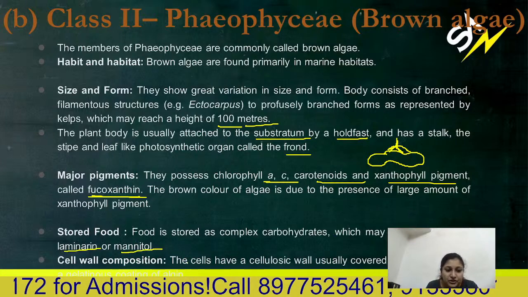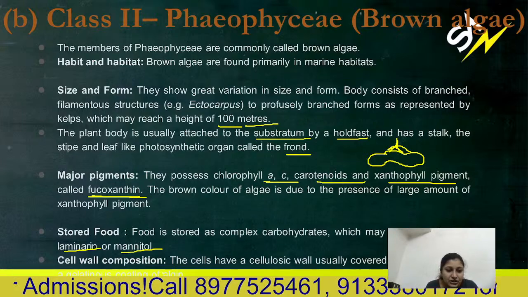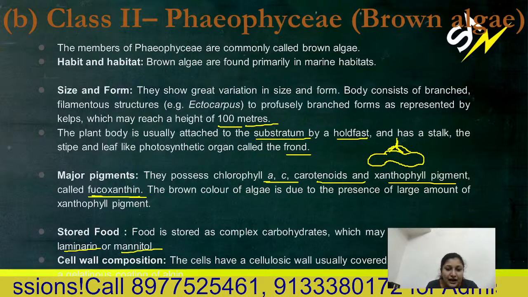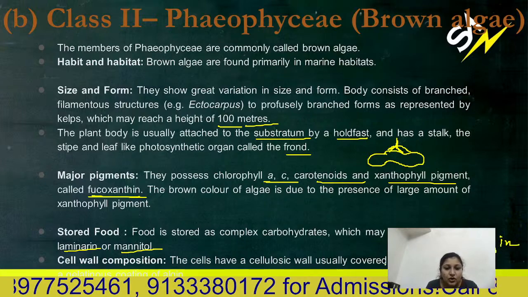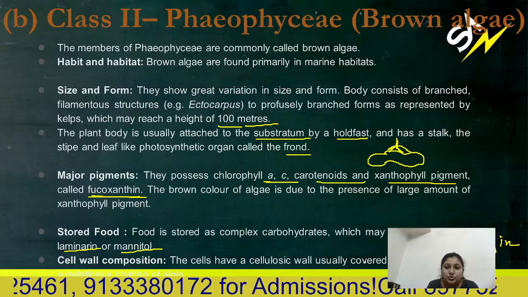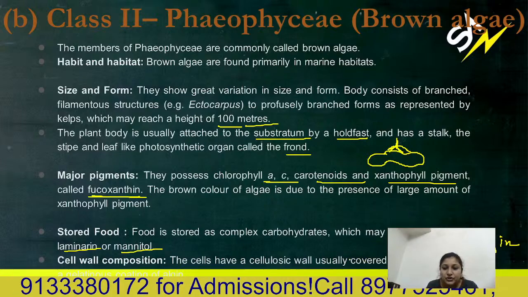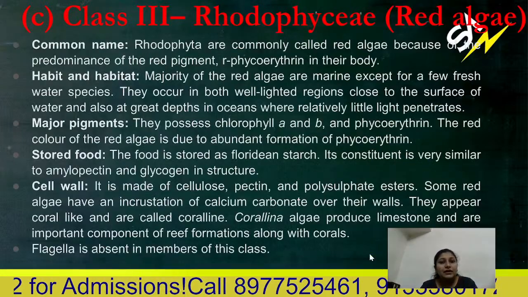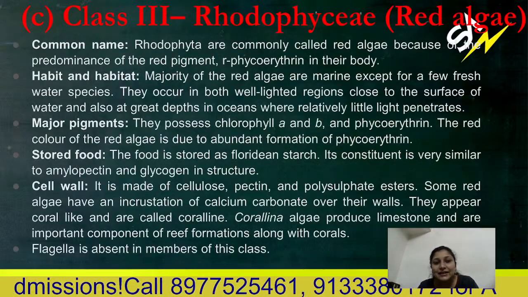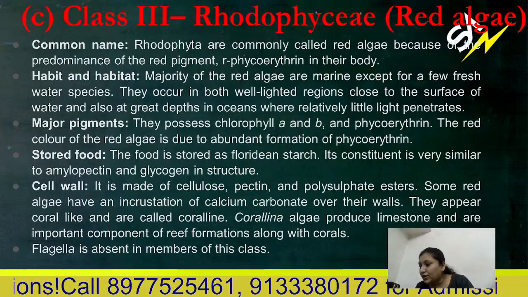Cell wall composition: gelatinous coat, they are involved in algin synthesis also. The cell wall has a cellulosic wall, usually covered on the outside by a gelatinous sheath called algin. Then Rhodophyceae, red algae.